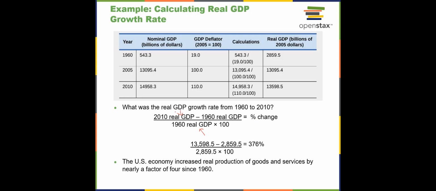So in this case, real GDP in 2010 is this one, minus the real GDP in the 1960s, divide this by the 1960s and multiply the result by 100, and then you will find that the economy grows 376% since 1960.